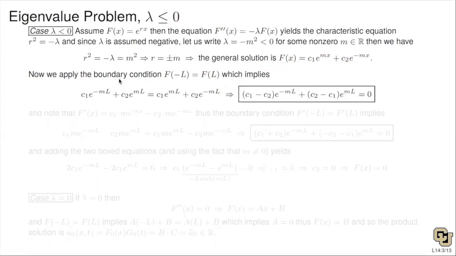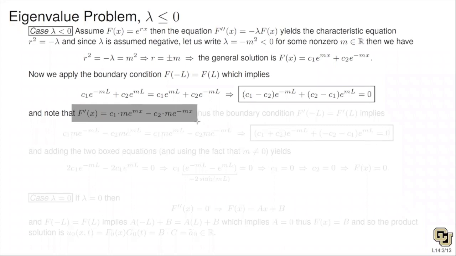And so here, I collect all the terms that are multiplied to e to the minus ml together. So move everything over. Those terms get a minus sign in front of them. And then collect all the constants that are being multiplied to the same exponential function. So C1 minus C2 times e to the minus ml plus C2 minus C1 times e to the ml is equal to 0. And so I do the same thing with the other boundary condition.